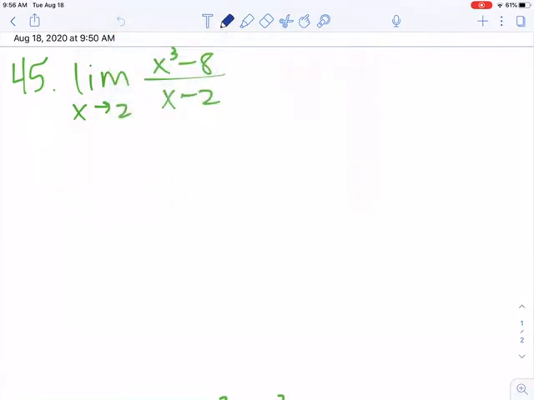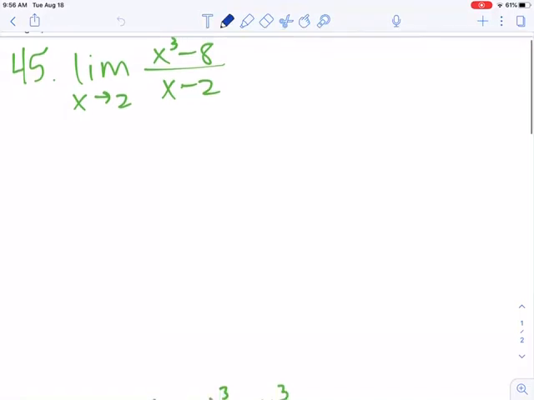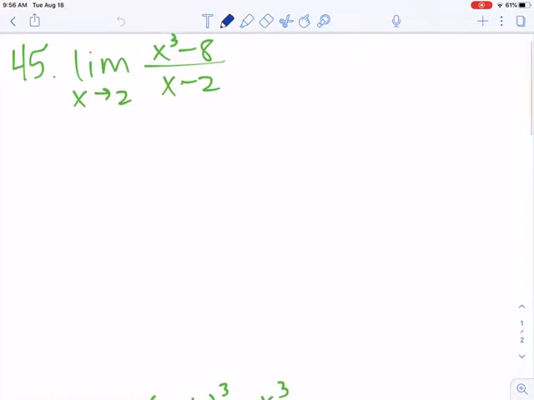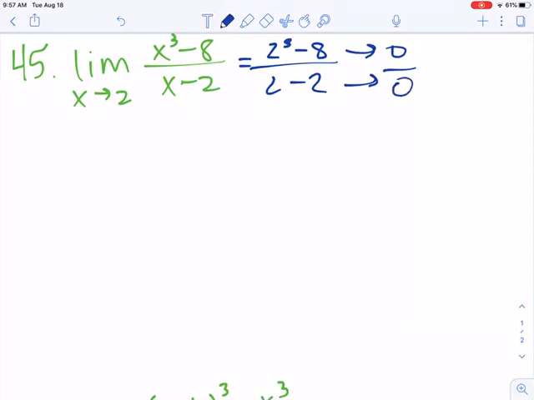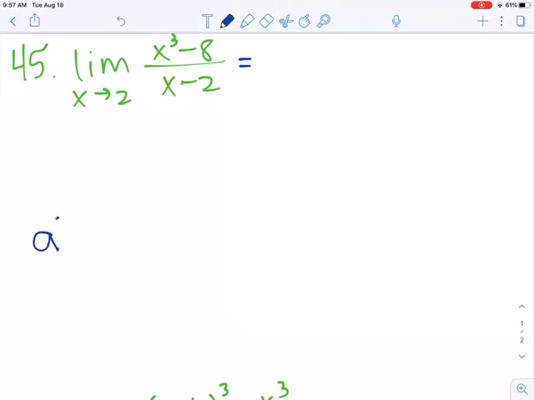So the first one I wanted to talk about was number 45. I anticipated that maybe not all of us remembered how to factor the difference of cubes. So first of all, remember we're always trying direct substitution. When we try direct substitution, we get 2 cubed minus 8 all over 2 minus 2, which is 0 over 0, and that's not okay for a limit, but it is a good sign that we can do something algebraically. Okay, so the numerator here is what we call the difference of cubes.